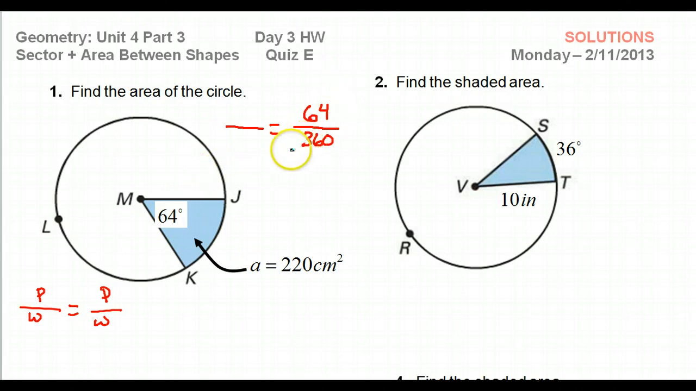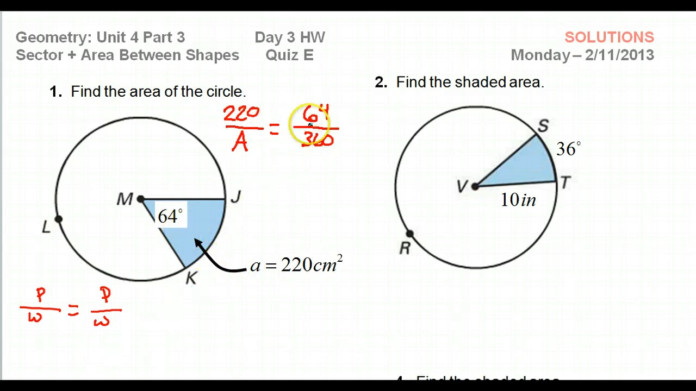So part over whole. Now we're going to do partial area over the area of the whole circle. Now the partial area is the area of this sector. We're given that. So the partial area is 220 square centimeters. The whole area, we do not know. In fact, that's the thing that we are being asked to find, the area of the circle. So I like to use a capital A for the area of the whole circle, and a small a for the area of just the sector. So this is the setup.